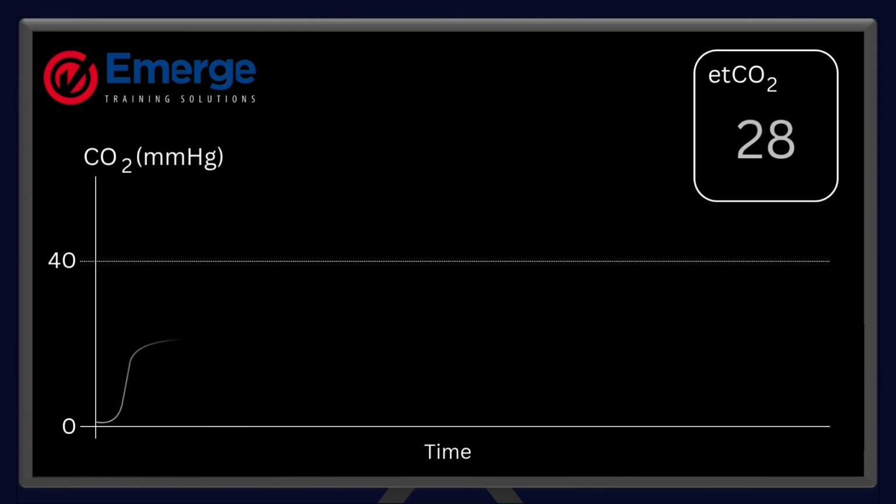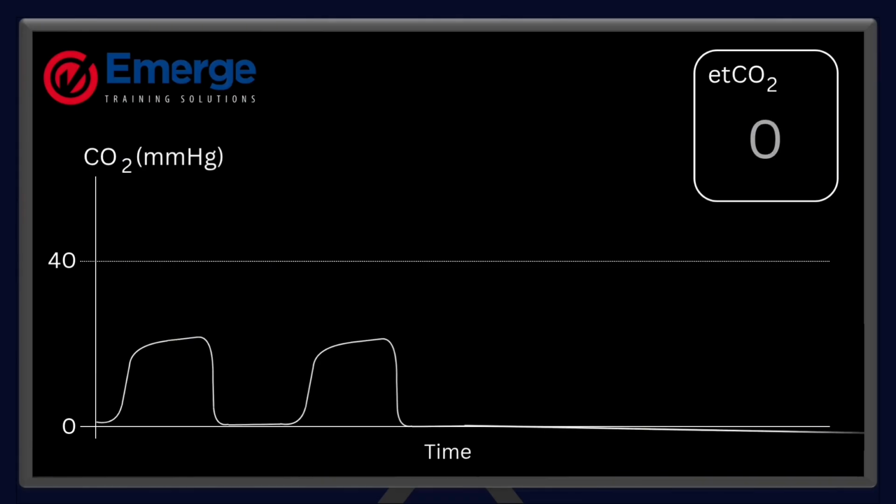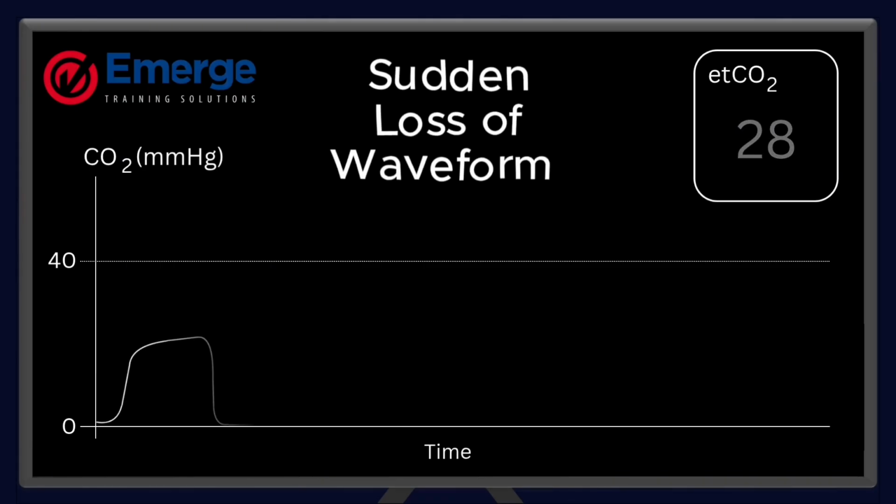Now compare that to this waveform. There's no fade, no warning, no taper, it's just gone. A normal waveform and then flat. When capnography drops off a cliff like this, it means one thing. CO2 is no longer reaching the detector at all, and that is always an emergency.